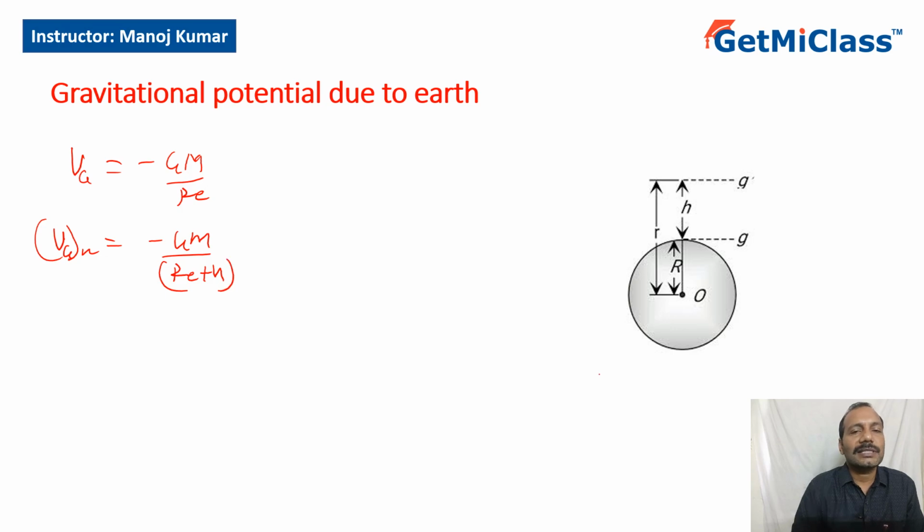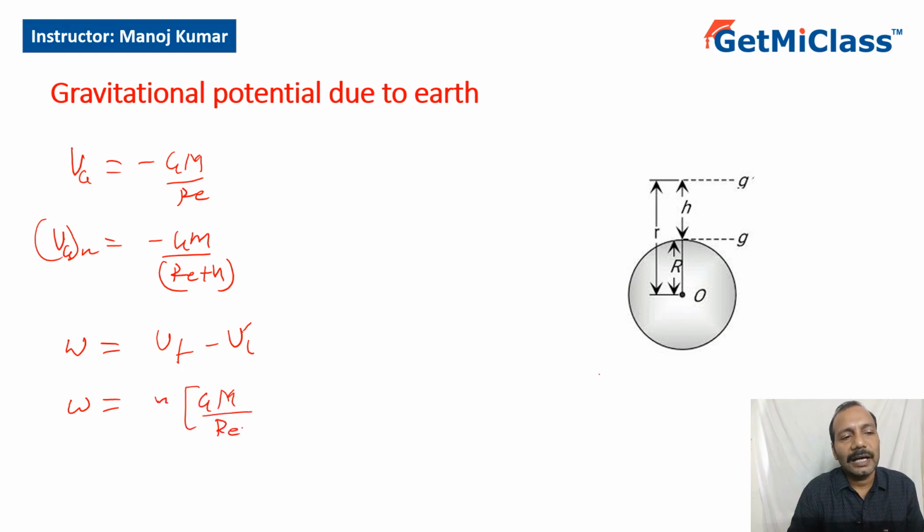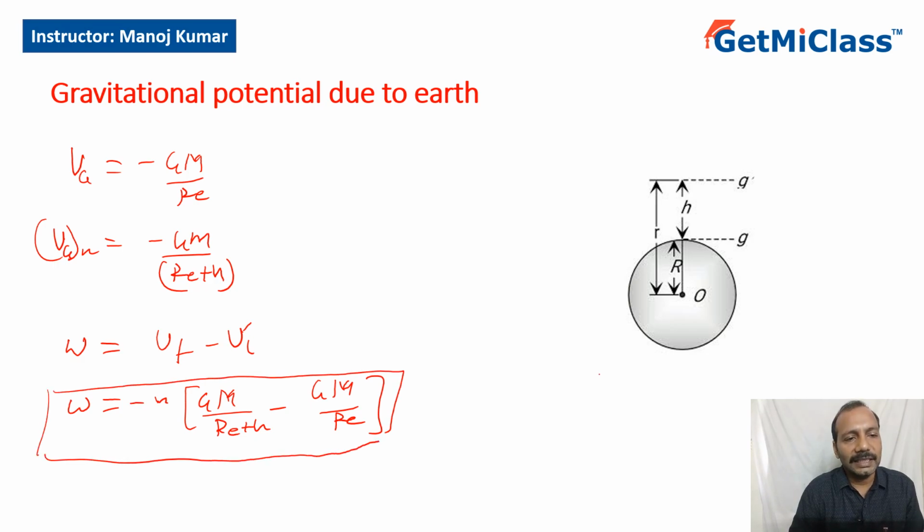Now we use this concept of potential to find work done or energy necessary for a body to move from one point to another point. Now what is work given by? Work can be given as final potential energy minus initial potential energy. So this can be written as, if I take out m outside, final potential would be GM by Re plus h minus GM by Re, if I am taking it from the surface of Earth to some other point, with a negative sign outside. So in this way I can find out what is the work done. That we'll be discussing in the next slide.